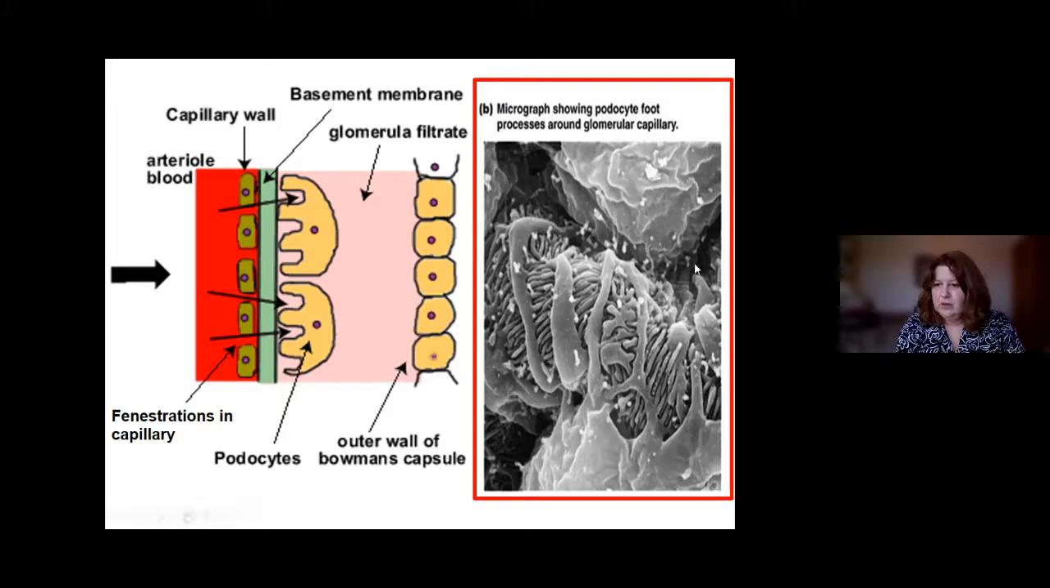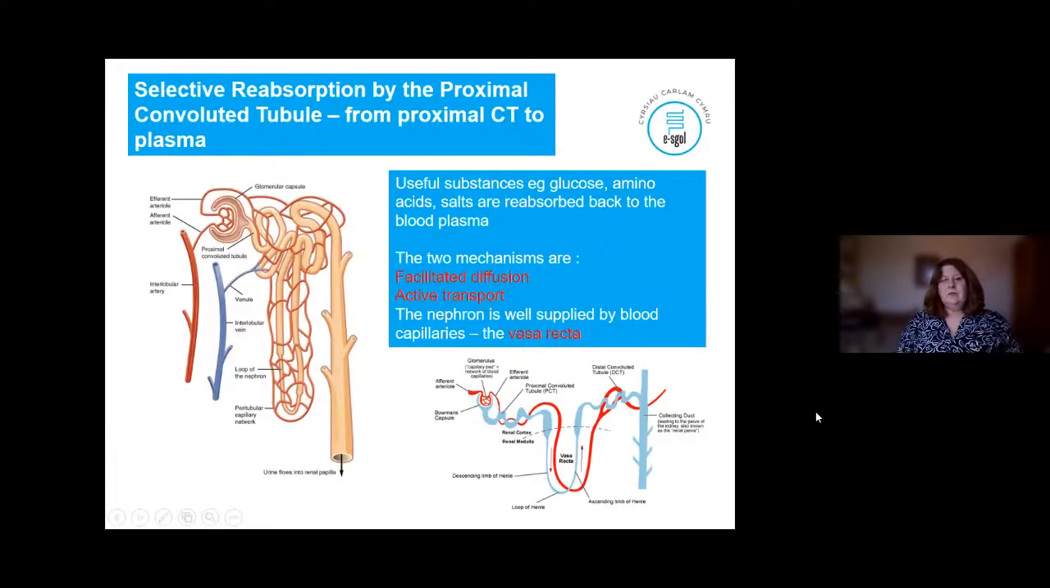Okay, so moving on from there, let me just get rid of that. I want to talk about the next process, which is selective reabsorption. This happens in the PCT, or as you'll have written there, the proximal convoluted tubule. Convoluted just means it's coiled up, it's very long, and the mechanisms by which substances move are facilitated diffusion and active transport. So you need to know that.